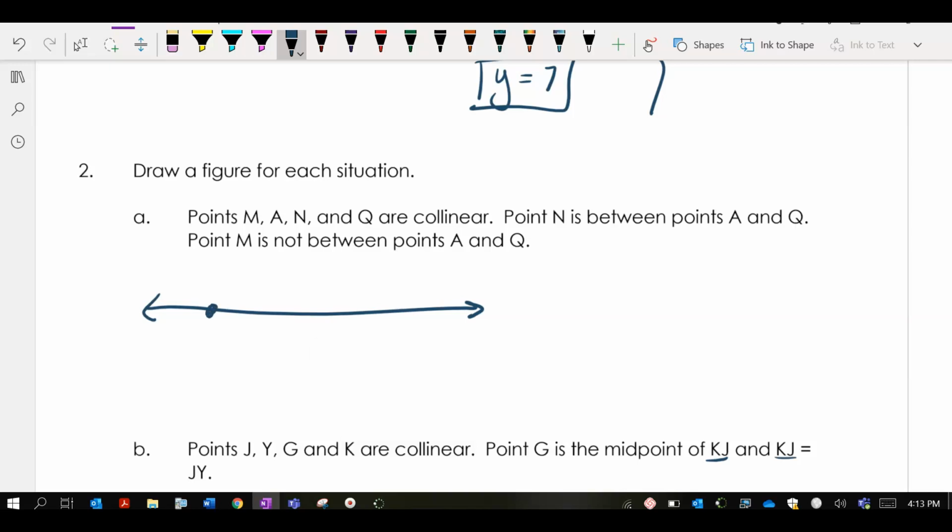So I'm just going to draw in 2 points, A and Q. And when you're doing this, you can always erase and move things over. And it says N is between. Okay, and then it says point M is not between A and Q. So you can put M on the left or the right side. I'm just going to put it on the right. We have point M. And that is it. That is all it asked.